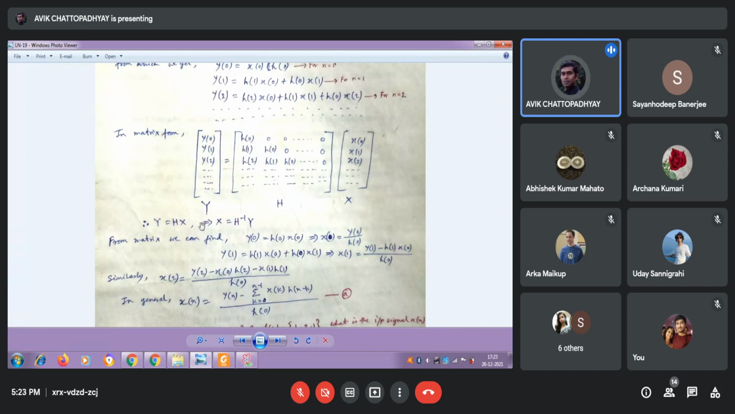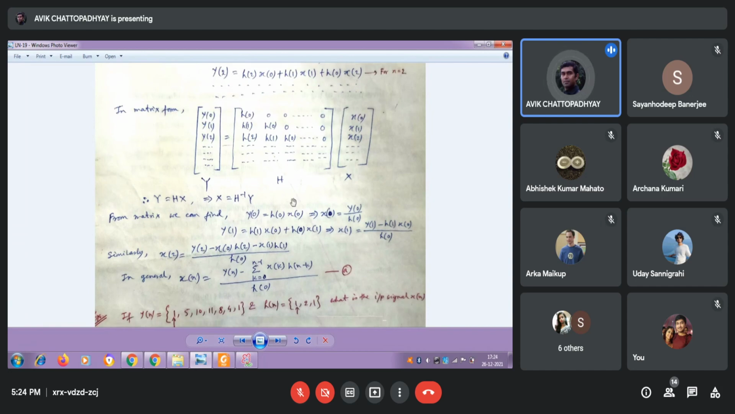So what is x? Because I'm interested to find out x, but x is not known to me. So x is basically h inverse y. So I have to find out the inverse of this. Now again, this is just a representation. You don't have to bother too much because it's just a matrix representation.